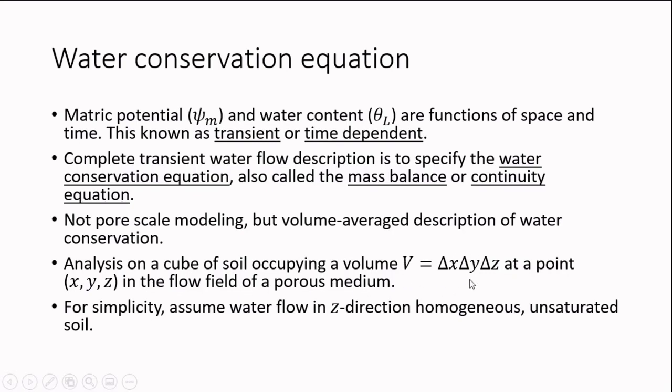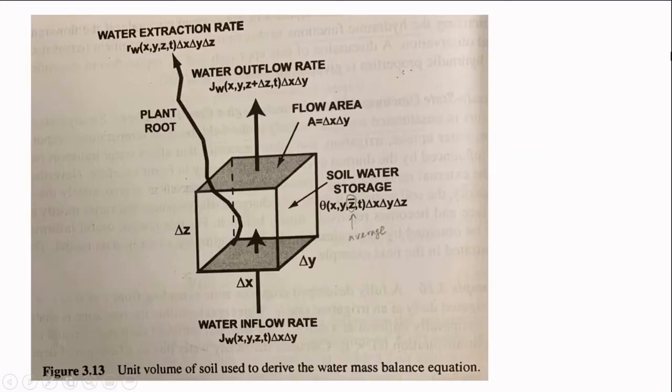So we only account for a small cube in this respect. For simplicity, assume water flow in Z direction, homogeneous and unsaturated soil. So we can account for X, Y, Z, but for simplicity reasons, we only derive the equation for the Z direction, and it's assumed as homogeneous. So now I'll show you this diagram.